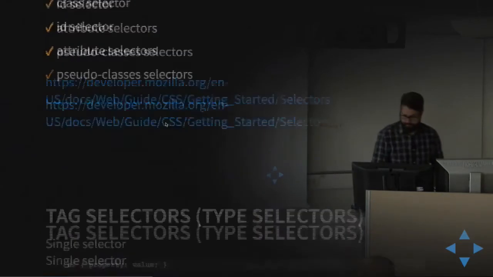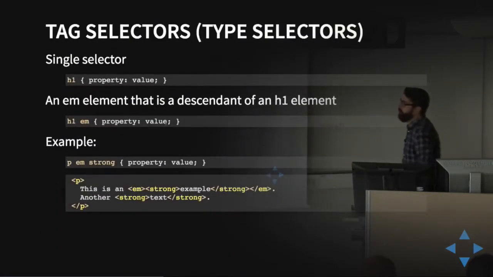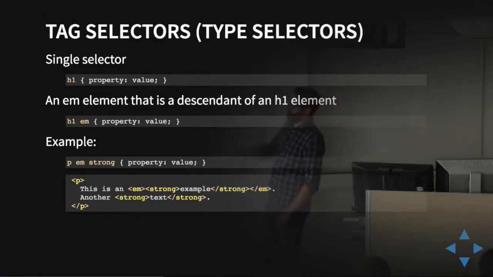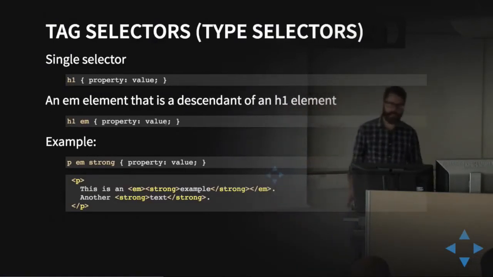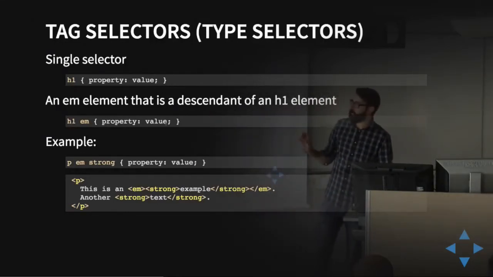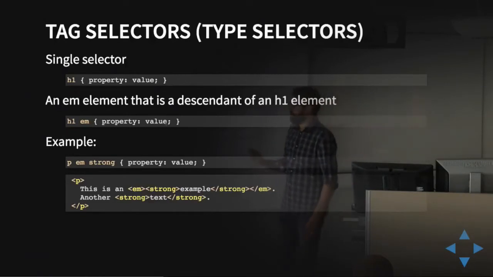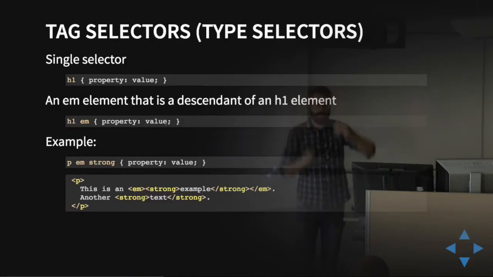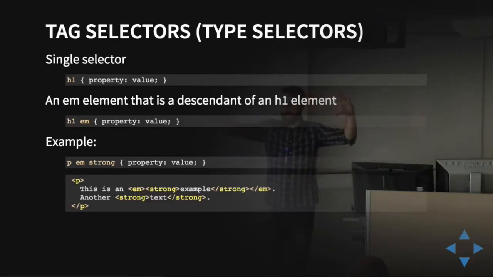OK, examples. The tag selectors. Easiest one, you select all H1s on the page. That's the easy part. You will not have any problem with this one, I tell you. This one is a little bit more tricky. It says, select all EM elements that are descendants of H1 elements, so are inside of another element. So you have an H1, and inside of the H1, there is an EM element, and that EM element will be selected. I think I have an example down here.